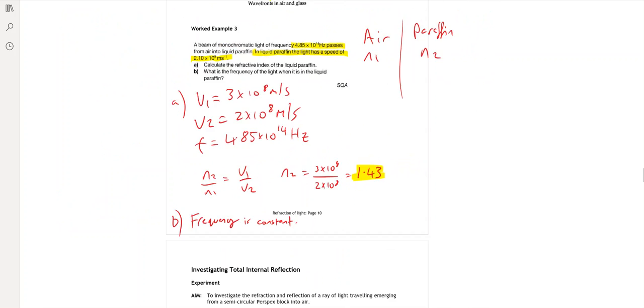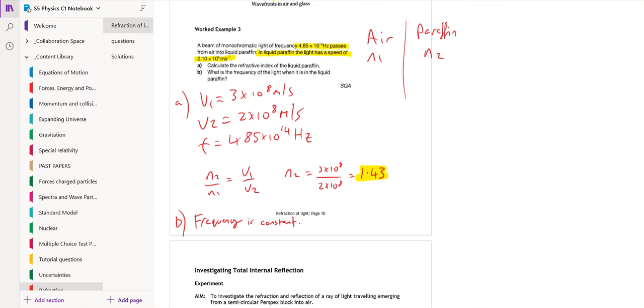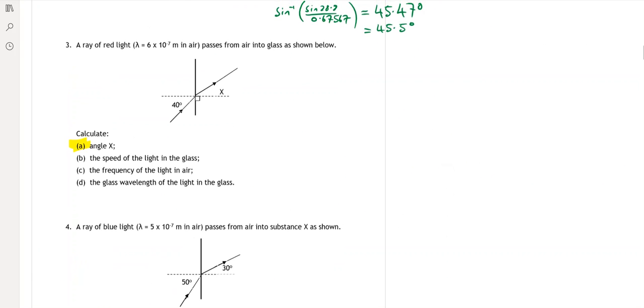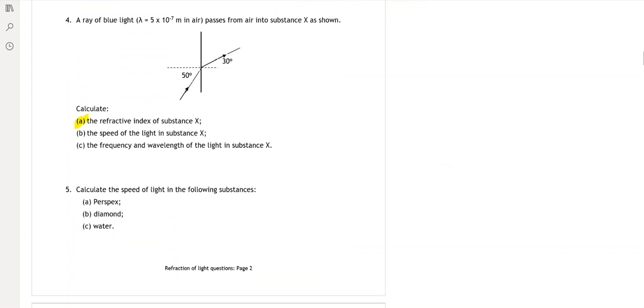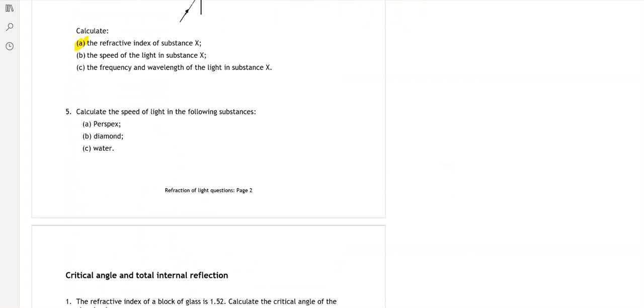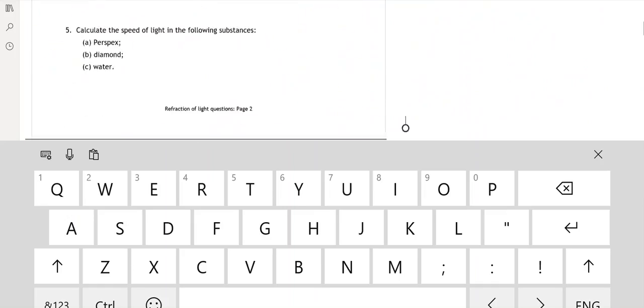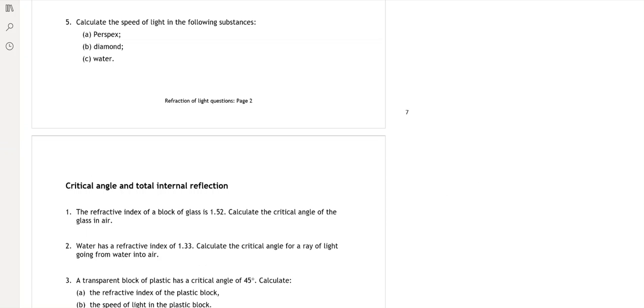So you should now go back to the question booklet and have a look at questions 3 A, B, C, and D, 4 A, B, and C, and 5 A, B, and C. I'll be online during the period to answer any queries that you may have.